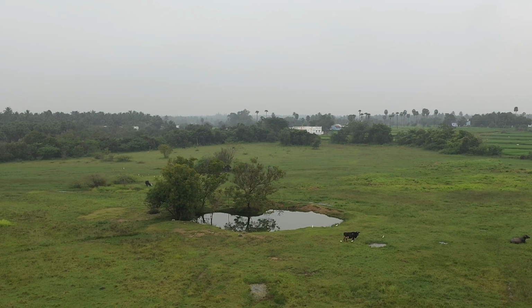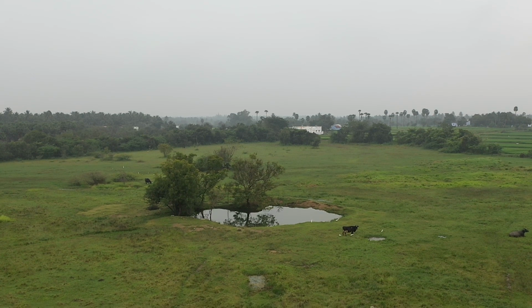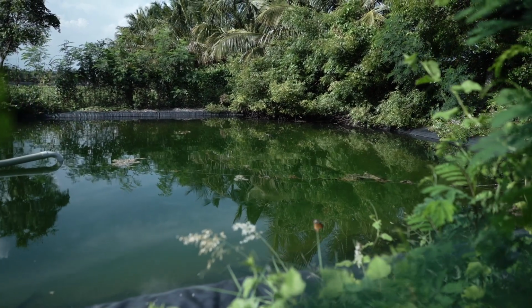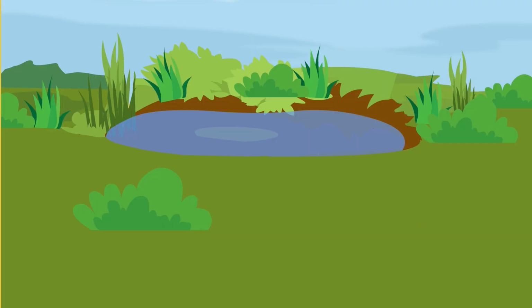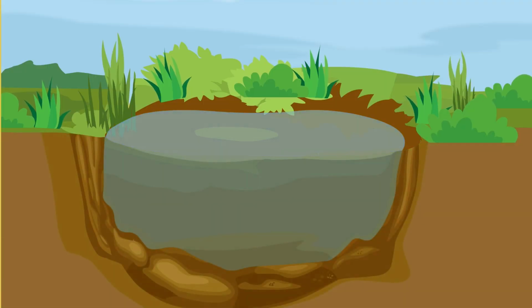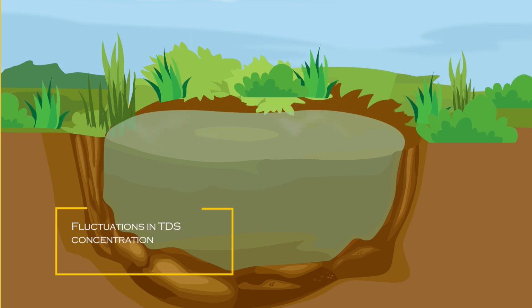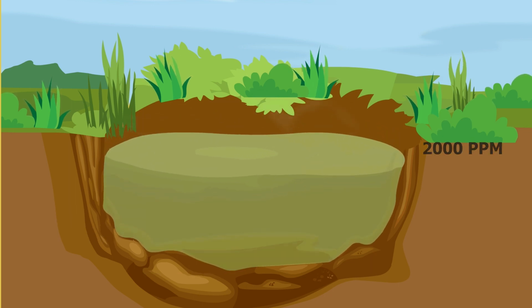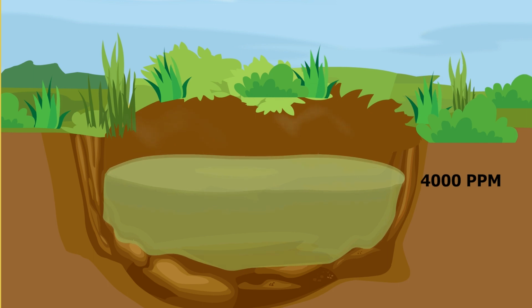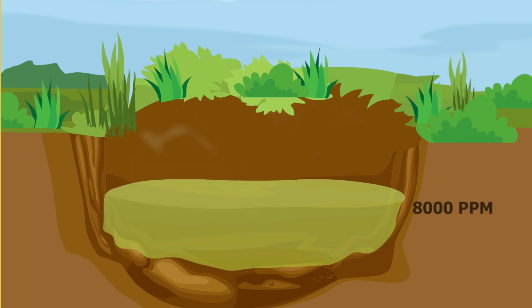This principle extends to natural settings like stagnant water in a pond or tank. For instance, a pond with a small amount of water at 2000 ppm TDS will experience fluctuations in TDS concentration as water evaporates. It doubles when the water volume decreases by 50% and quadruples if it continues to evaporate by another 50%.